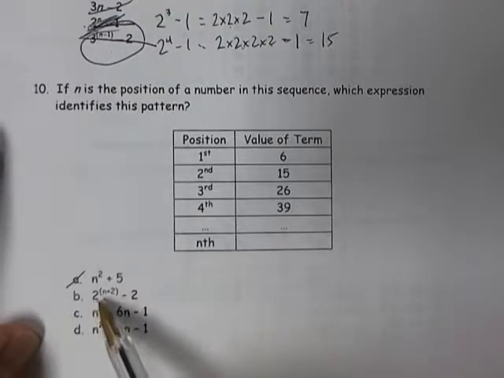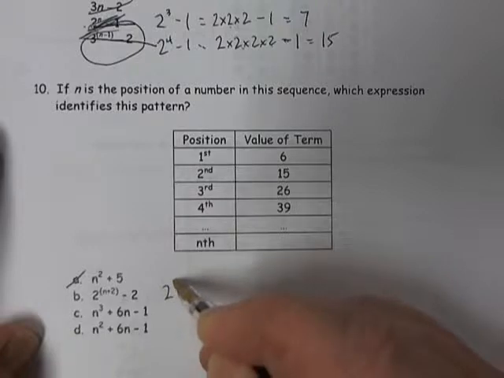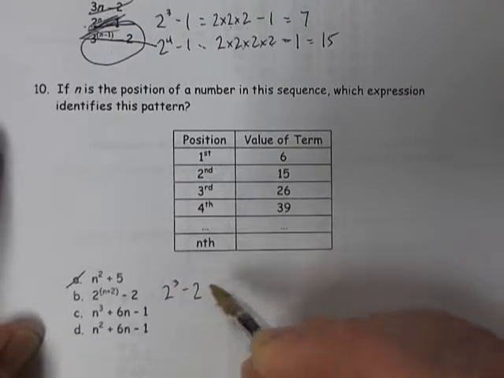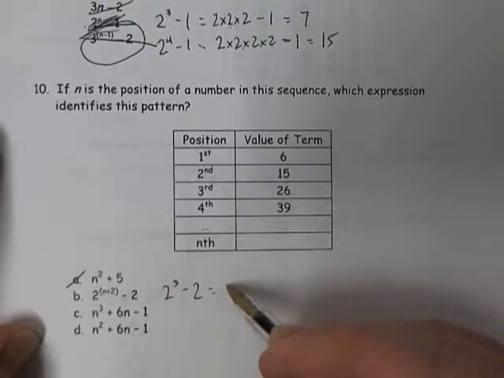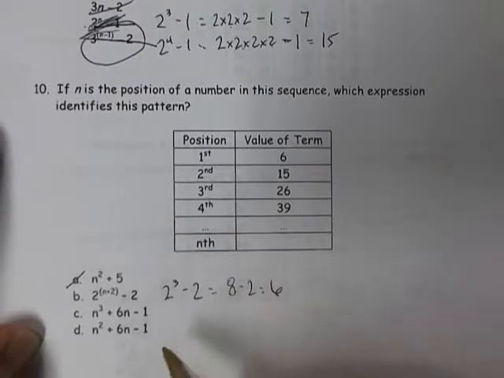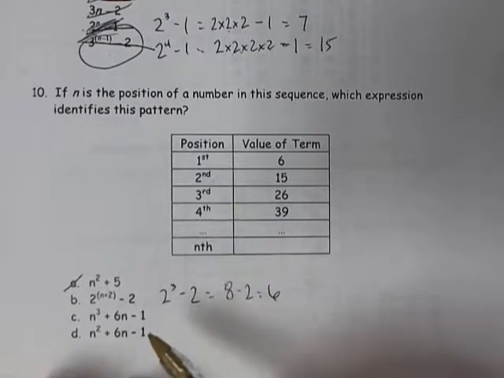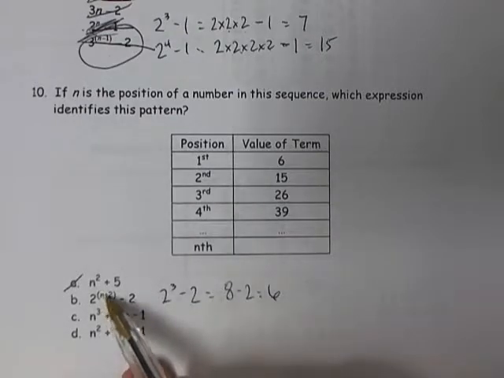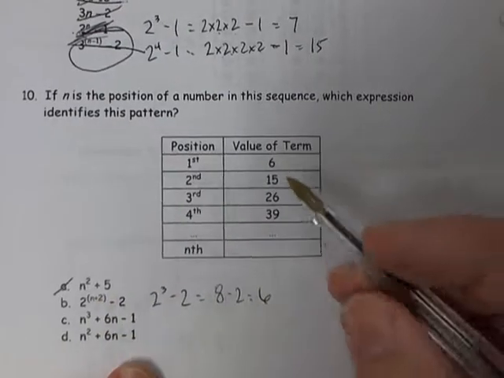Let's try answer choice B. Let's plug in the first position here. So 1 plus 2 is 3. So now we have 2 to the third power minus 2. 2 to the third power is 2 times 2 times 2, which is 8, minus 2 equals 6. So it checks out okay so far. Let's plug in the second position. 2 plus 2 is 4.